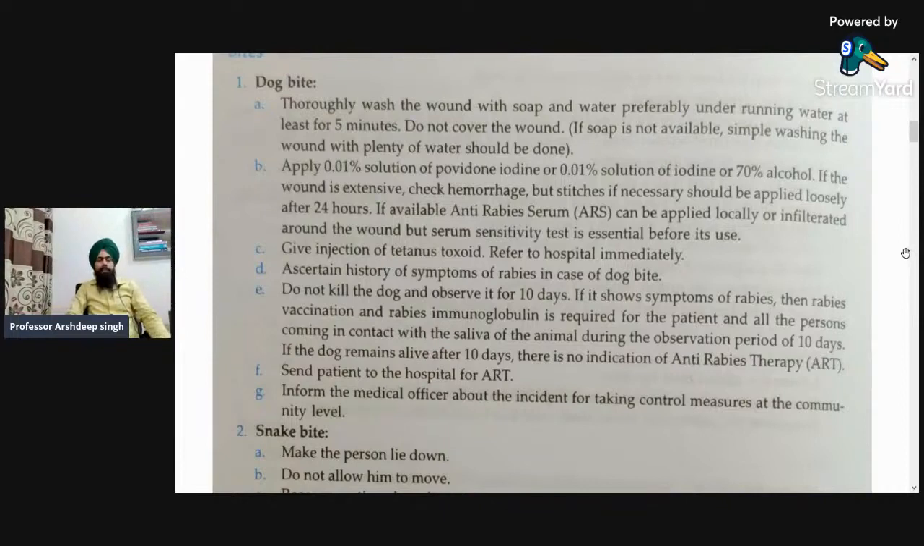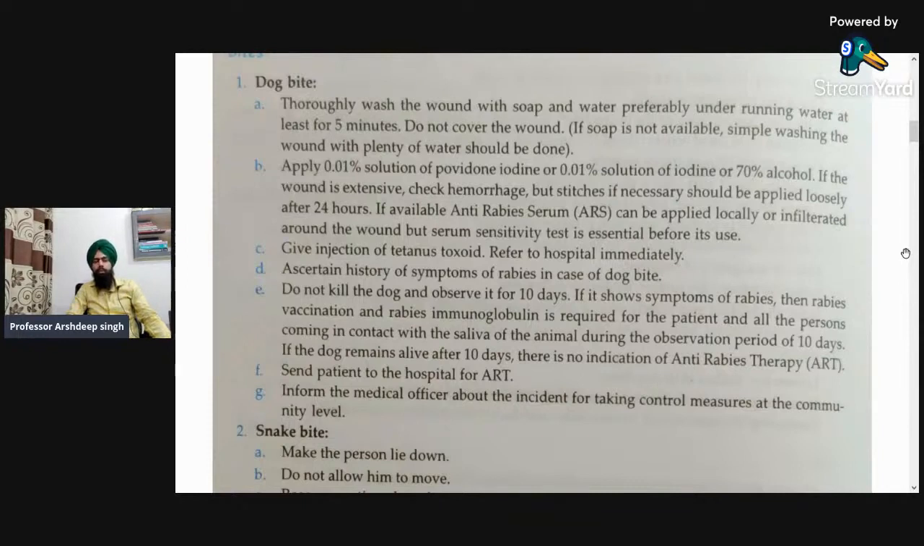So dog bite, as the name indicates, is a bite on the body by a dog. That can cause rabies to the specific person. So how can we manage the wound of the dog bite? Thoroughly wash the wound with soap and water, preferably under running water, for at least 5 minutes.